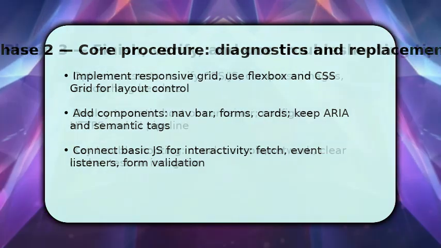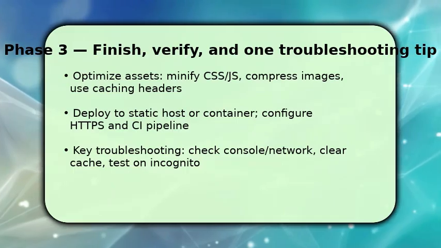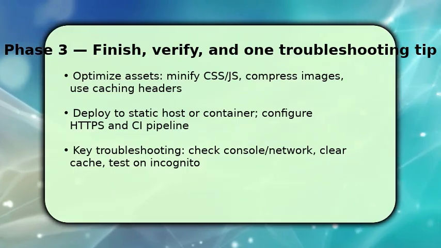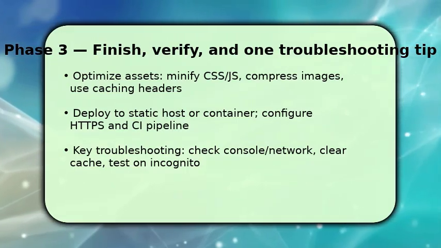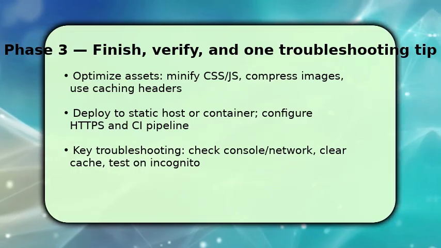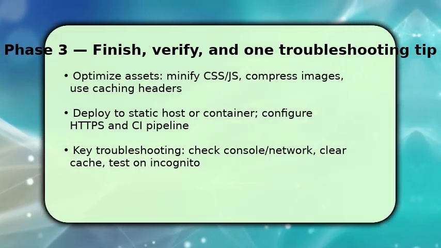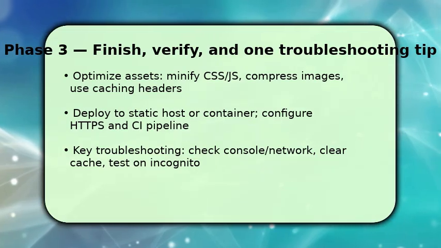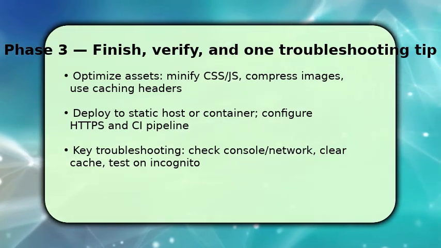To finish, optimize and prepare for deployment. Minify CSS and JS, compress images, and add caching headers so pages load fast. Then deploy, use a static host or container platform, and configure HTTPS plus a simple CI pipeline to automate builds.